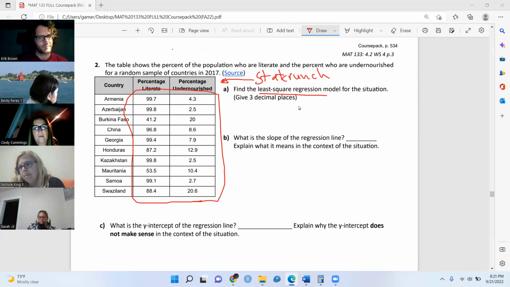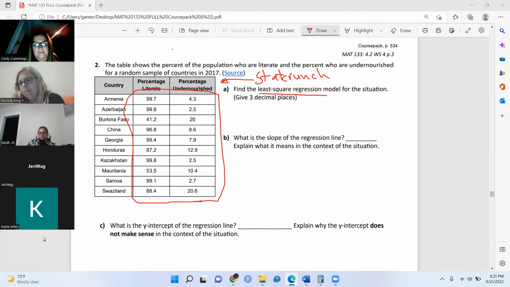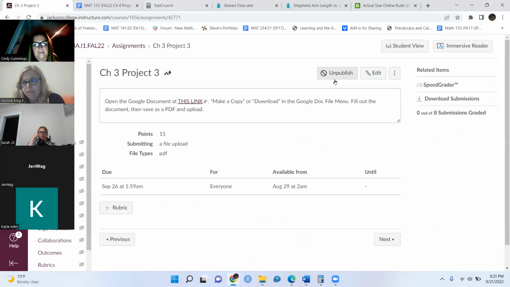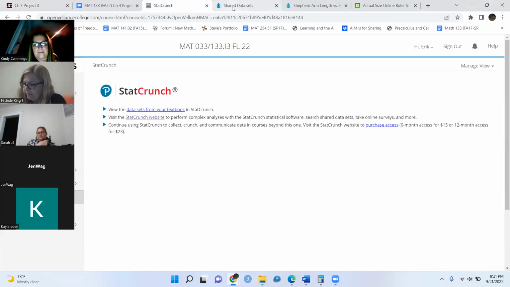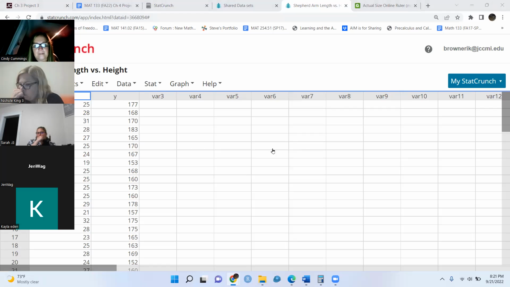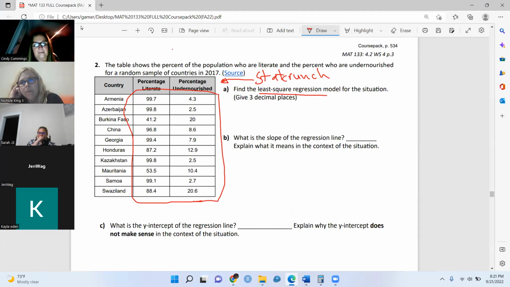Did that help at all, Kayla? Or did that just make it worse? A little bit, because I plugged in the stuff that was in the table into StatCrunch, and I'm just having a hard time trying to figure out, for 2B, it's asking what is the slope of the regression line, and I put weak positive because I looked at the graph, and the graph kind of has a... Well, what is slope?